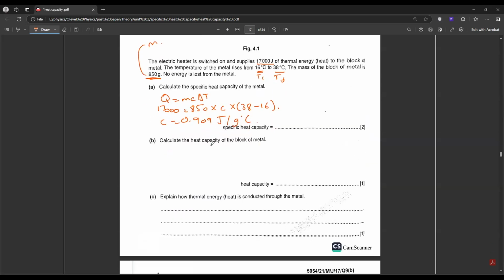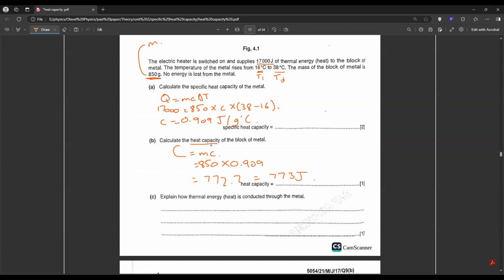You may have to calculate the heat capacity of a metal block. Although this is excluded from the syllabus, it is very easy to calculate. If you have to calculate heat capacity, capital C, you just take the mass and multiply it with the specific heat capacity. The mass was 850, multiplied by 0.909. Your heat capacity comes out to be 772.7, that is 773 joules. Although this is excluded from the syllabus, it is general knowledge that you can have.